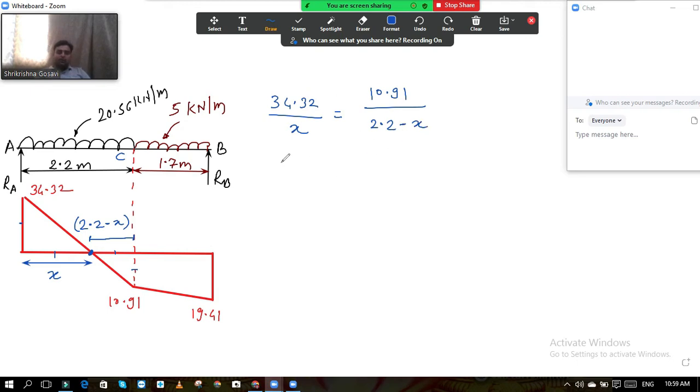Let me know the value of x. Therefore, x is equal to. Solve the equation, then you will get the value of this x. I am waiting for your answer.